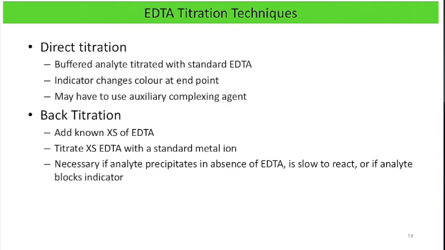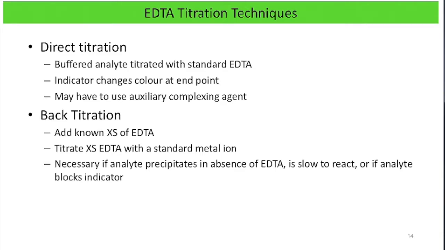And depending on what other metals were in solution, we might have to use something like an auxiliary complexing agent, which would form a complex with the metal that we're interested in and make sure it doesn't precipitate at a particular pH that we are working at.